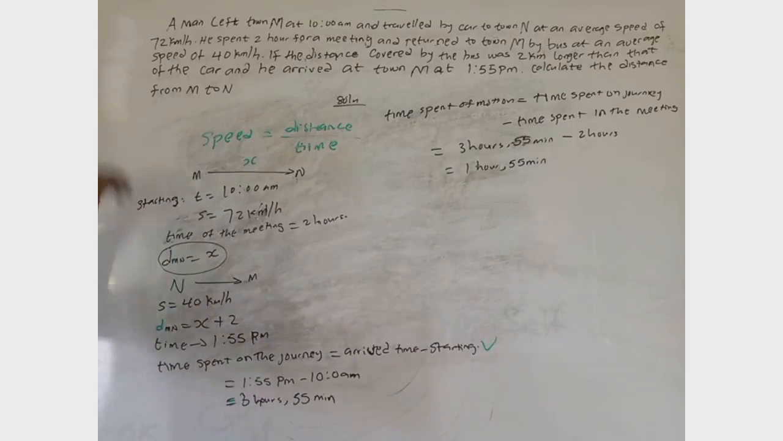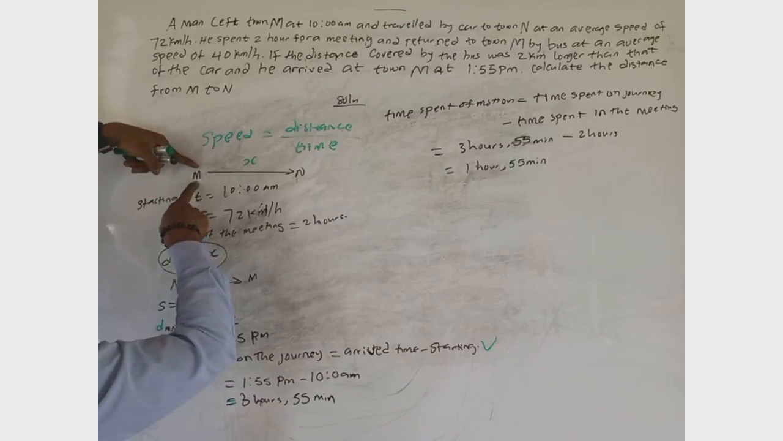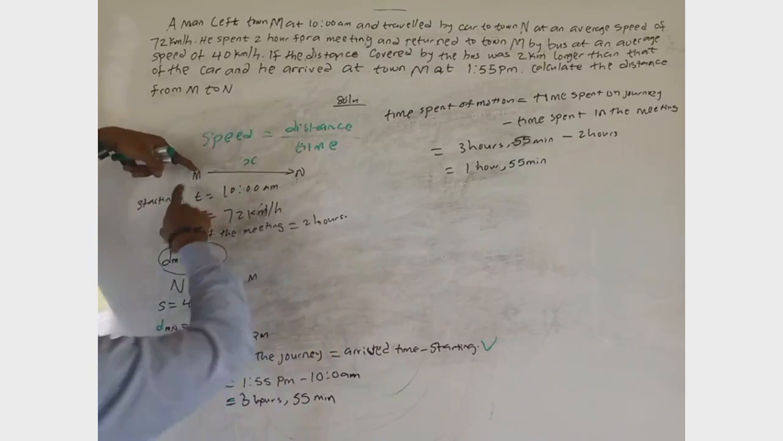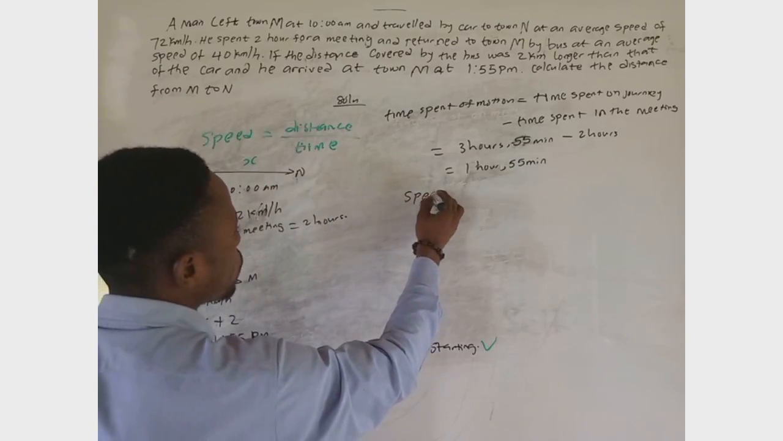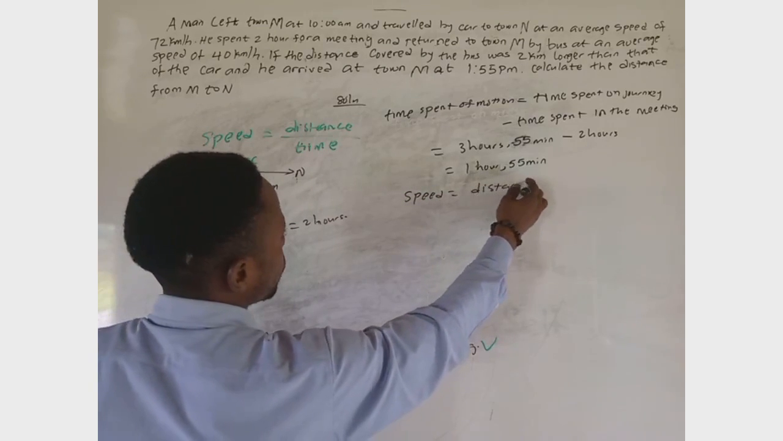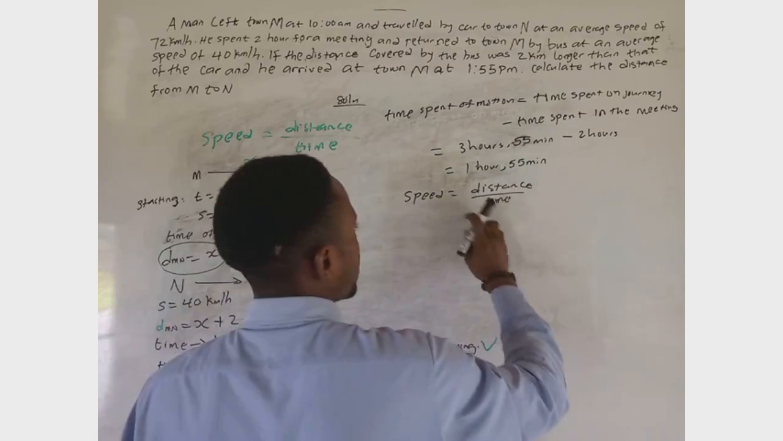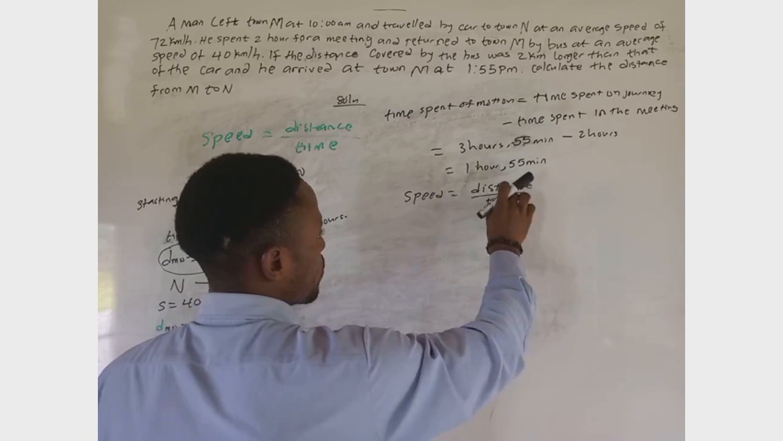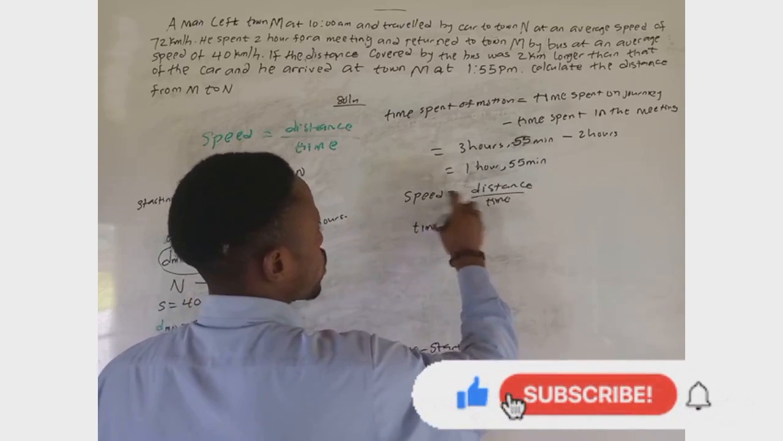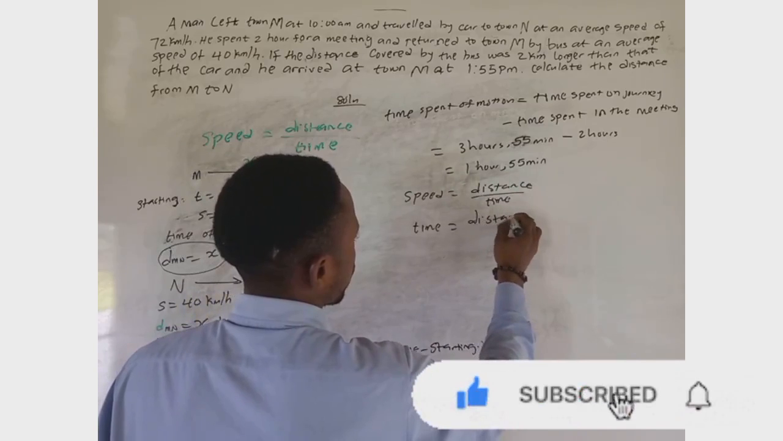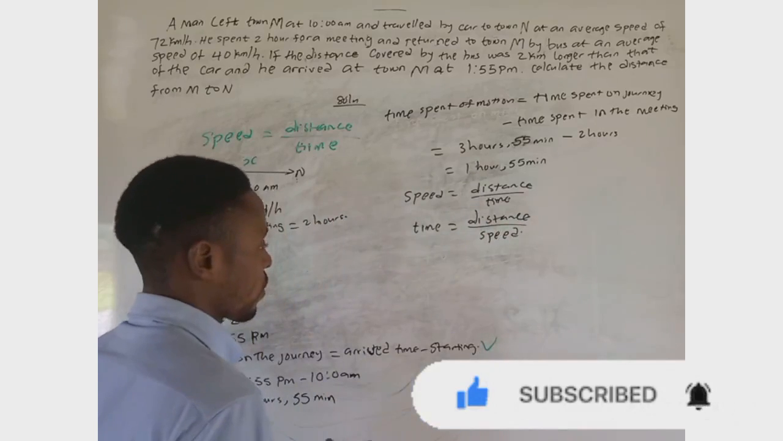So let's calculate the time we moved from the starting point M to N. That is where we apply the formula. Speed is equal to distance over time taken. In this place, you want to make time the subject of the formula. Our time is equal to, because of the multiplication, this one comes down, the distance over speed.